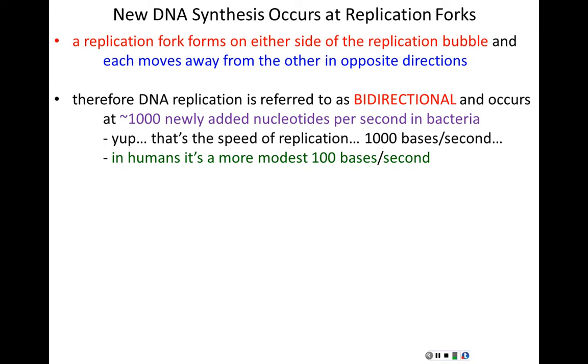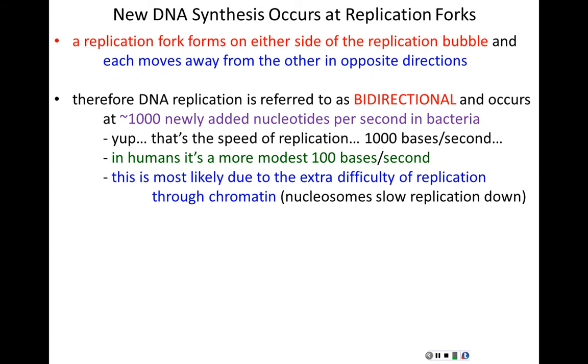The reason that human replication is so much slower than bacteria is probably due to chromatin. The nucleosomal DNA, DNA being wrapped in these nucleosomes, has to be freed and then recondensed, which slows replication down, understandably.